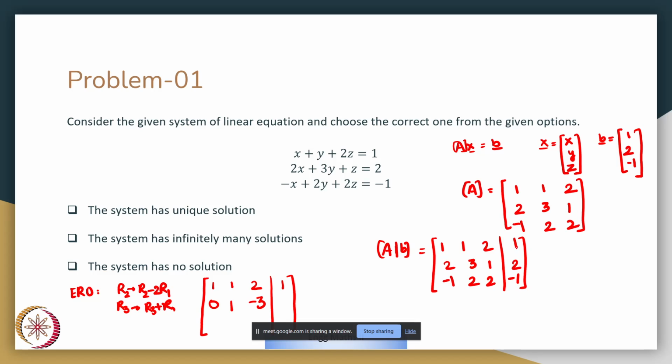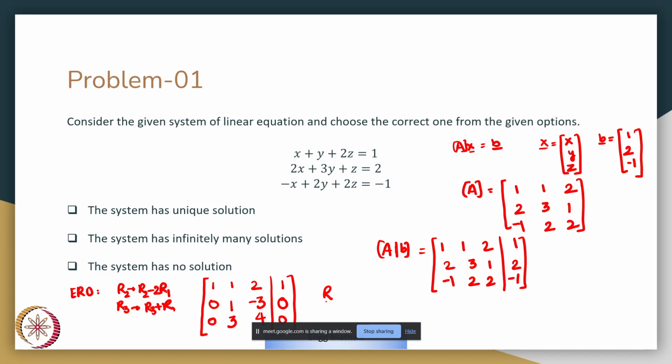Similarly, 2 minus twice of 1 should give us 0 here. For the third row, it is row 3 plus row 1. So minus 1 plus 1 is 0. 2 plus 1 is 3. And 2 plus 1 is 3. And 2 plus 2 is 4. And again, the last two will sum up. So we have 1, 0, 0.